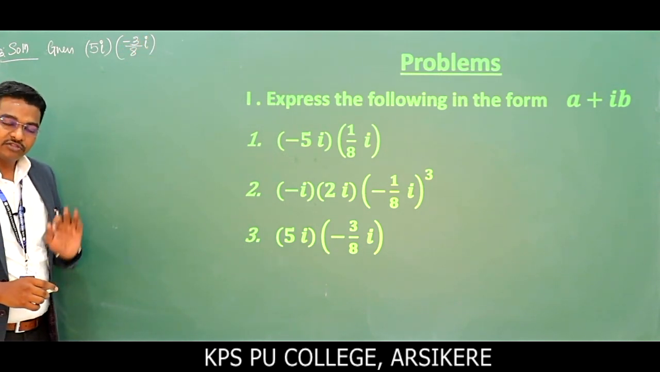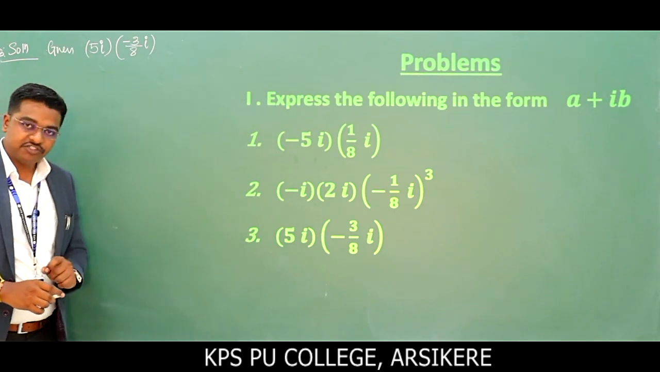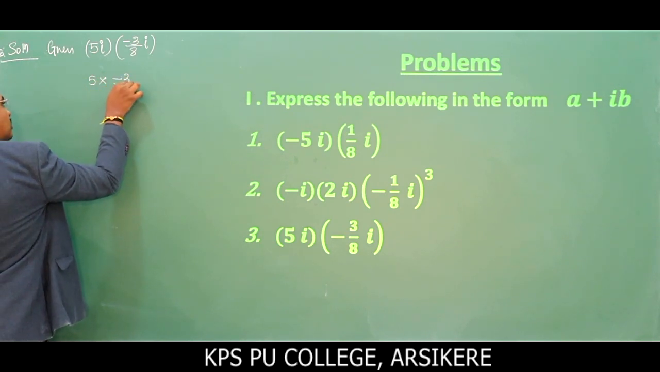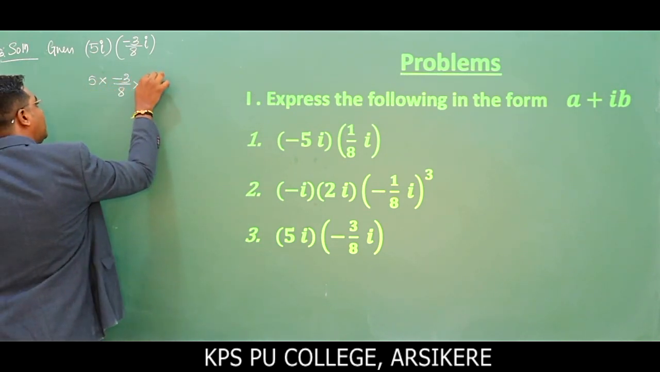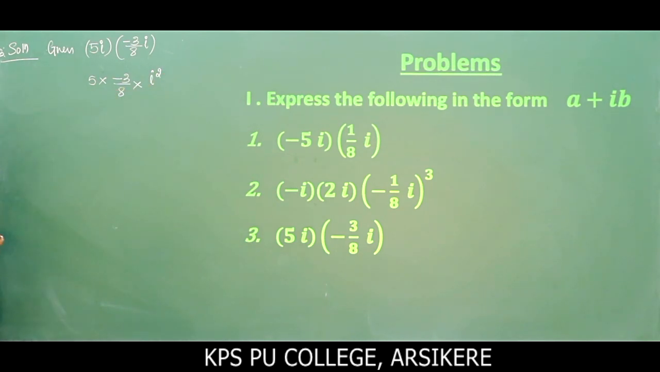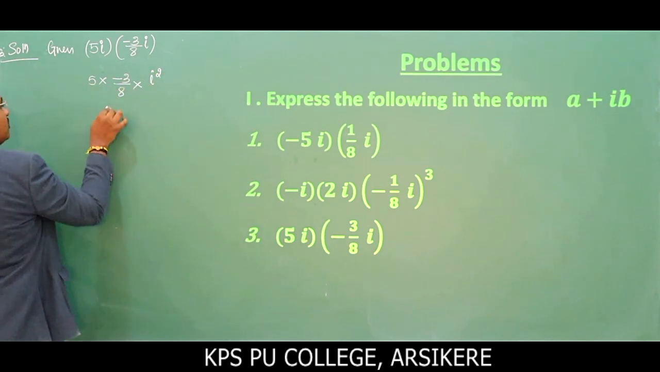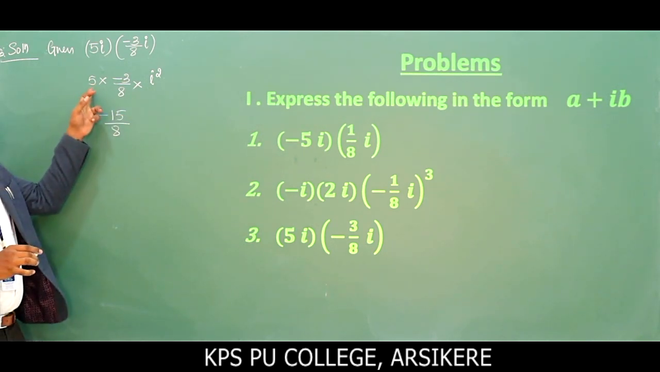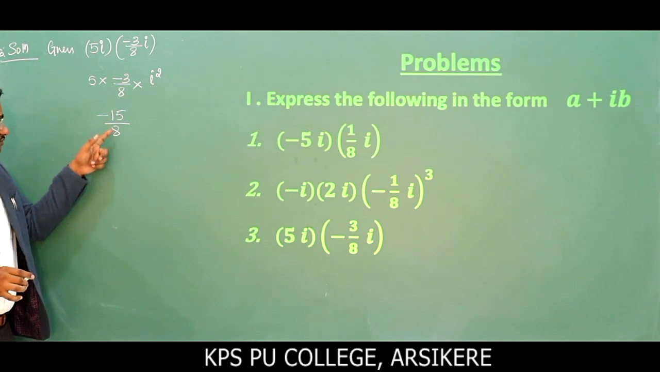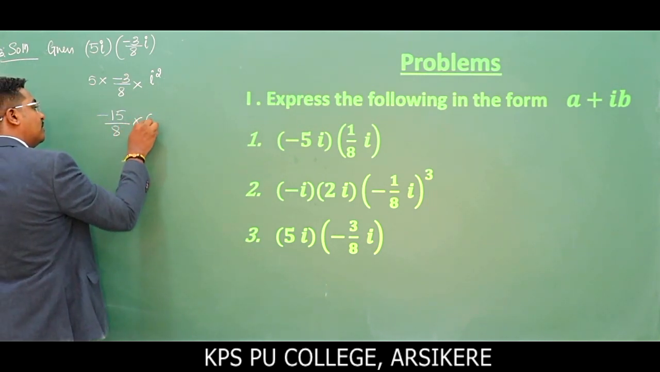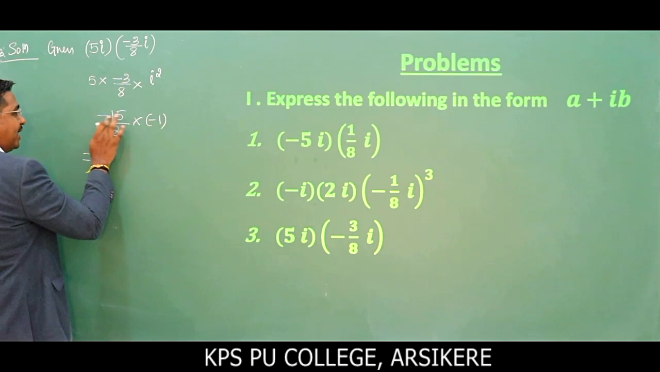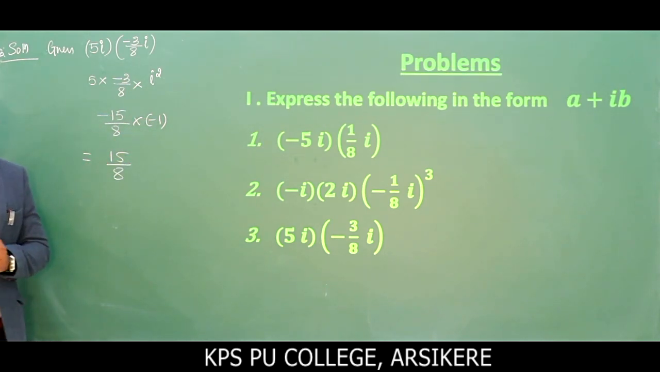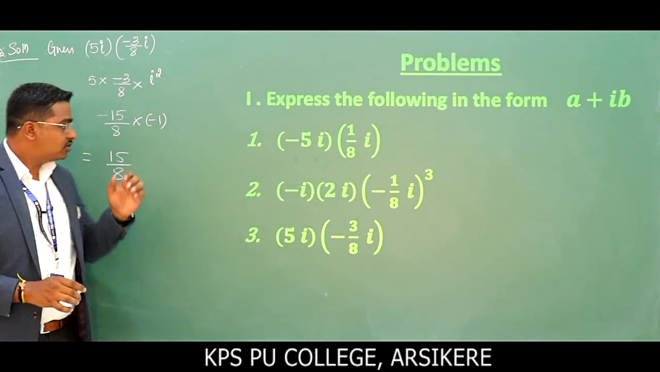5i is there. So just go with your coefficient, 5 into minus 3 divided by 8 into i into i, which is i square. Therefore, minus 15 divided by 8 into minus 1. 5 threes are 15, plus into minus becomes minus 15 divided by 8 into minus 1. Minus into minus becomes plus. What will be left there? 15 divided by 8.